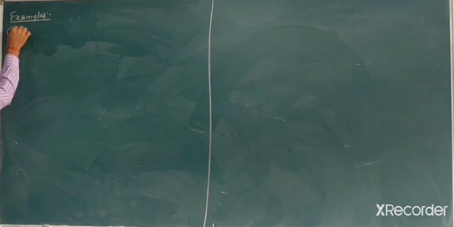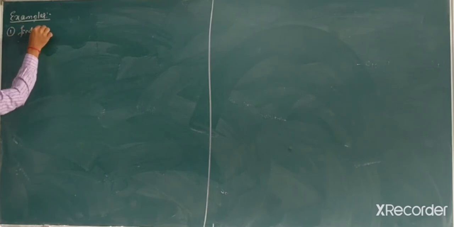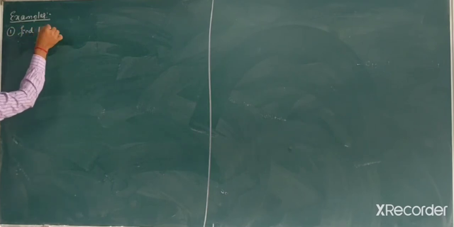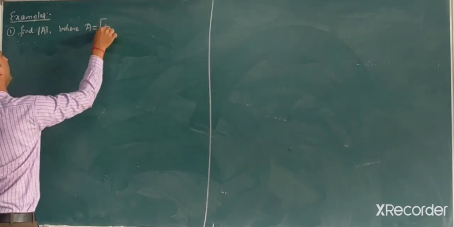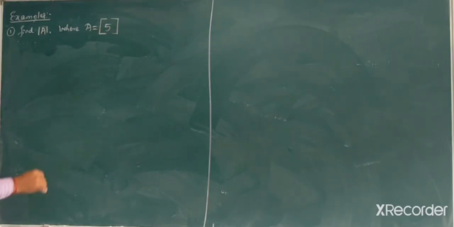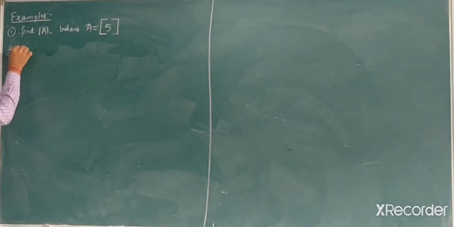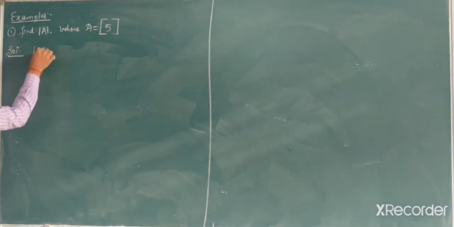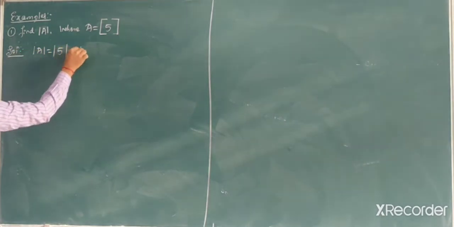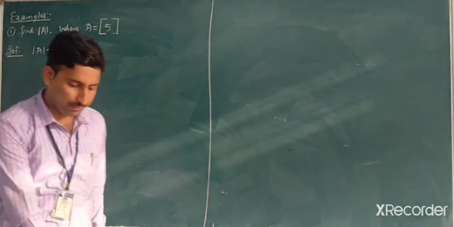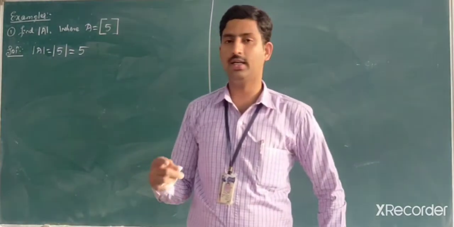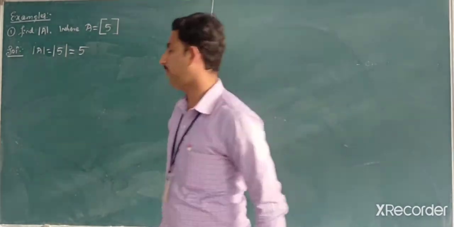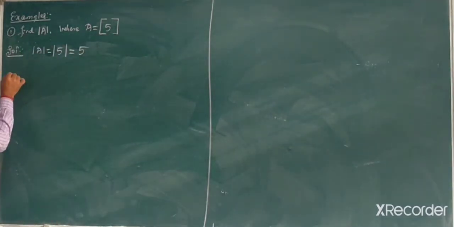First one, find determinant of A where A is equal to 5. Solution: determinant of A is equal to determinant of 5, which is equal to 5. Why? Because we have one theory that the determinant of a matrix of order 1 cross 1 is the number itself.